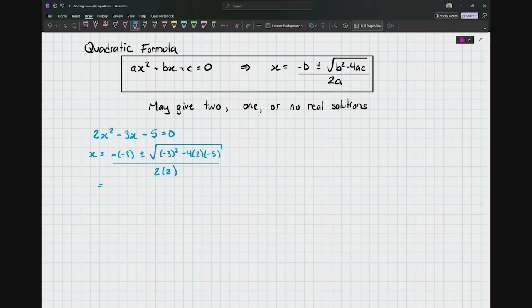Simplifying things down a little bit, we have negative 3. That's going to be positive 3, plus or minus, and inside the square root, a negative number squared is positive. So that's just going to be negative 3 times negative 3 is 9. And then we have negative 4 times 2, negative 8, times negative 5, which is 40. Perfect. And then all that divided by 2 times 2, which gives us 4. Simplifying that down a little bit, 3 plus or minus the square root of 49. That's nice. All divided by 4.